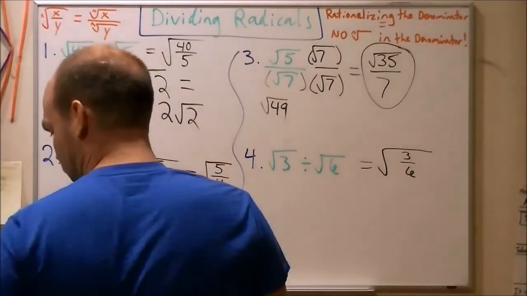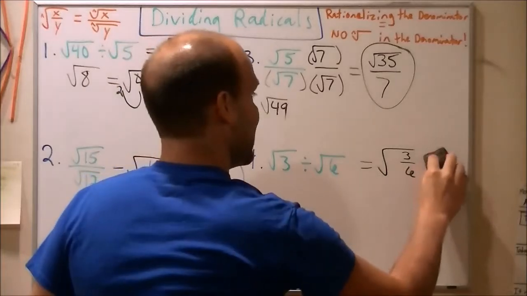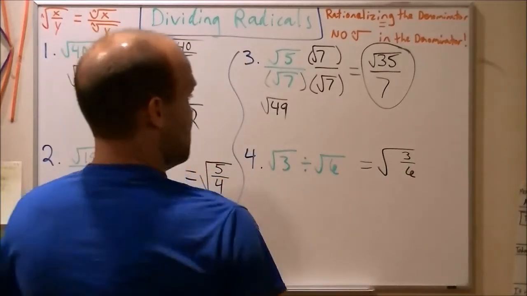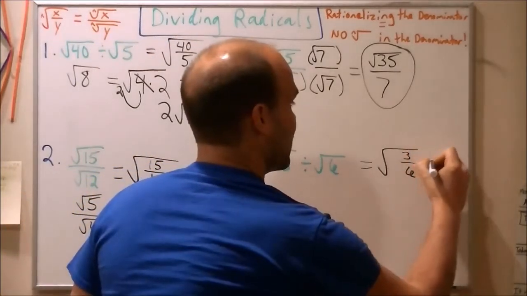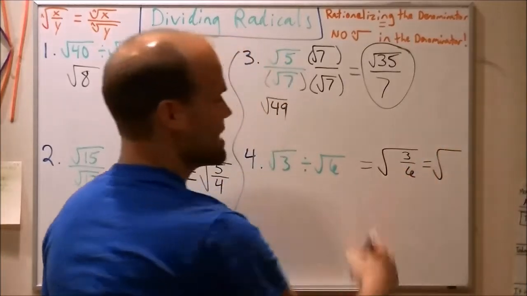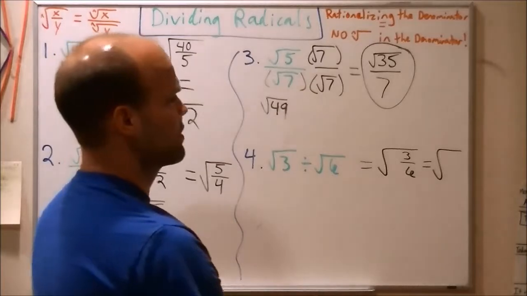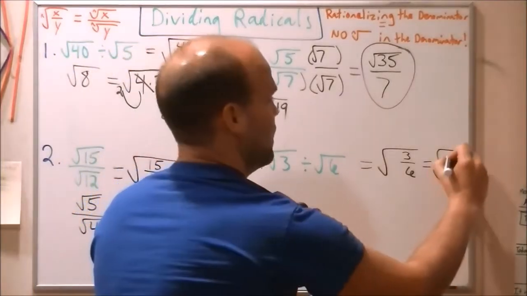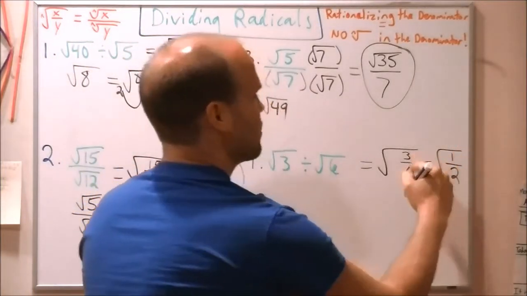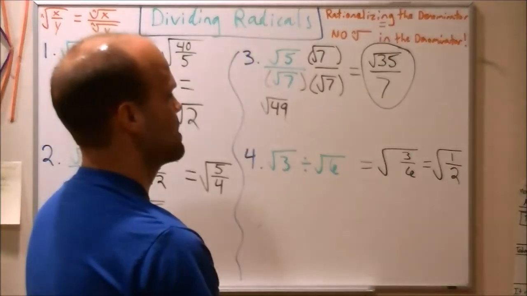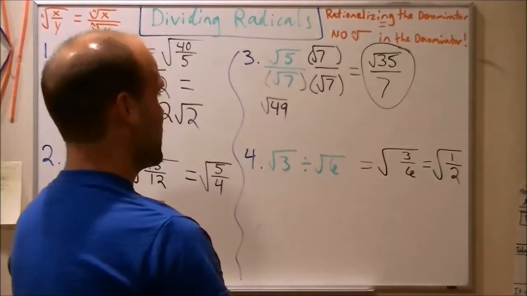Now, why is it that I did that? I probably wasted some space there. But why is it that I did that? Well, because I can easily reduce 3 6. I have to keep my square root symbol, but I can easily reduce 3 6 to what fraction? That is 1/2, because 3 goes into 6 2 times. So now I have the square root of 1/2.